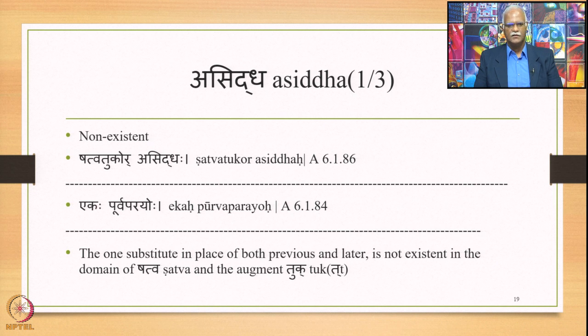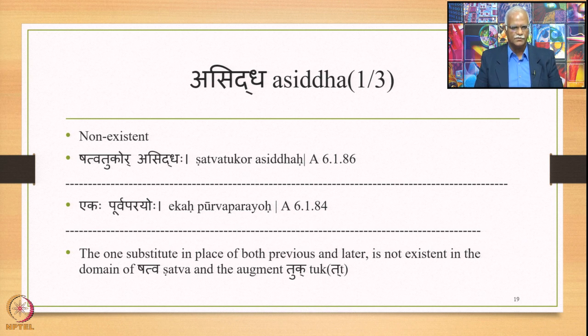Now, let us study what is asiddha and how it can be studied in the light of ach-sandhi. Within the adhikara ekapurva parayoho, which deals with ekadesha, there is a sutra shatvatukor asiddhaha, 6186, which deals with asiddha. Asiddha literally means non-existent. So, what shatvatukor asiddhaha says is that the one substitute in place of both previous and latter is not existent in the domain of shatva and the augment tuk.